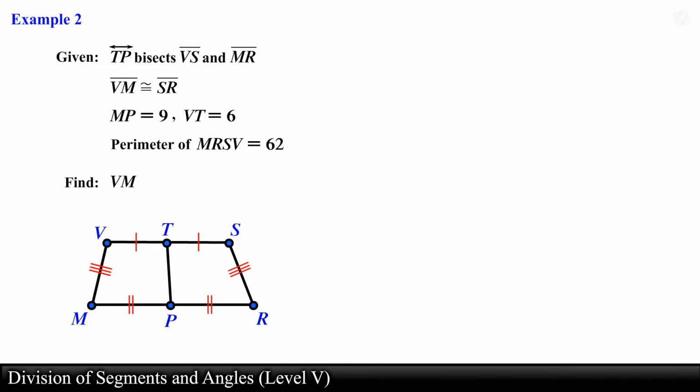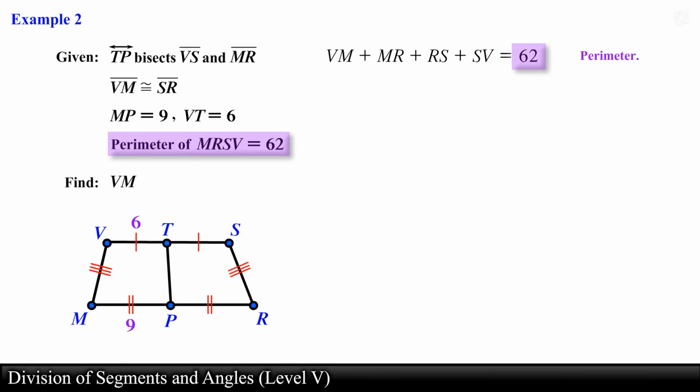Next, we go ahead and label the measurement of segment MP and label the measurement of segment VT. In this case, they are equal to 9 and 6 respectively. Lastly, we can write a geometric expression for the perimeter of the figure. In this case, segment VM plus segment MR plus segment RS plus segment SV is equal to 62.